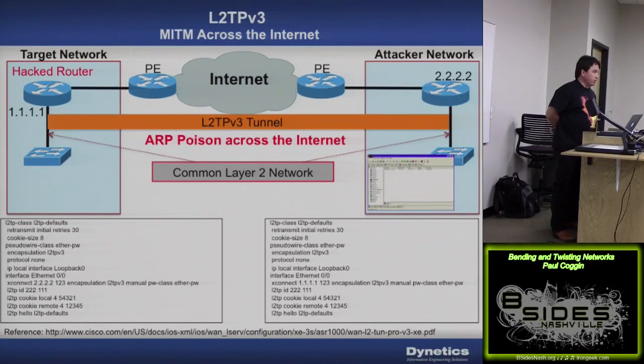Totally different. OTV is more of a data center protocol. L2TPv3 is a totally different protocol.